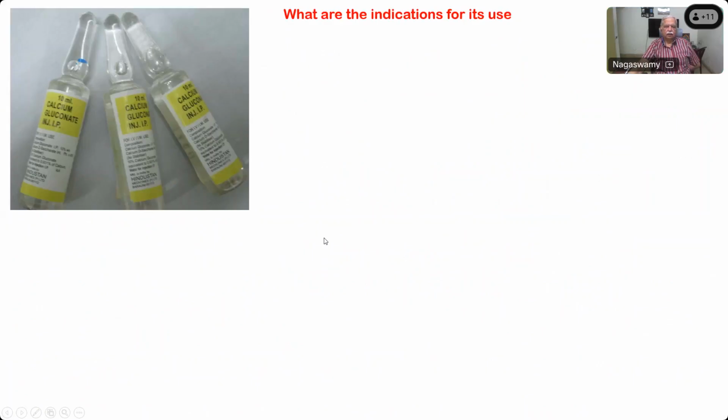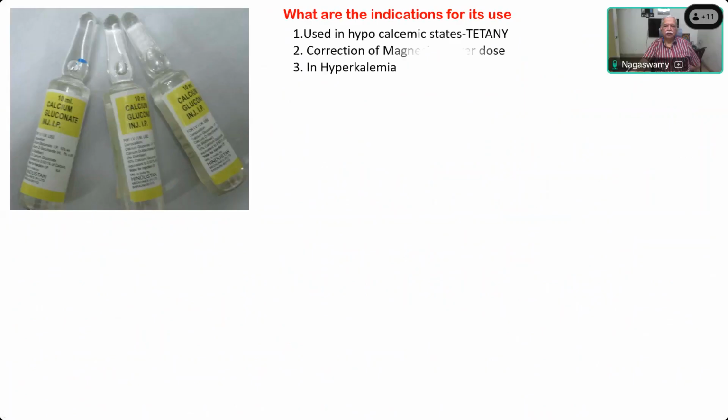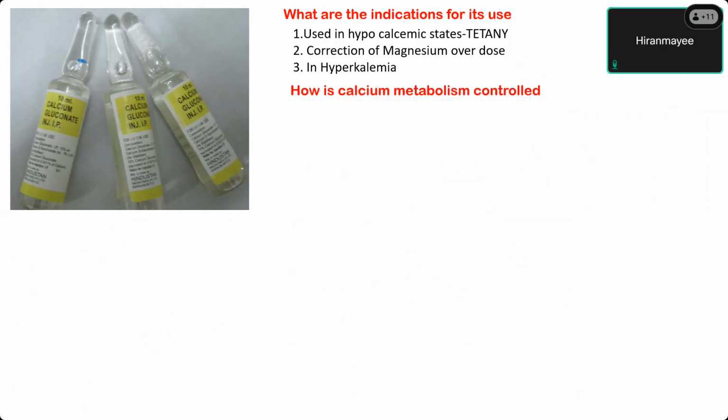What are the uses of this? In hyperkalemia and hypocalcemia. Okay, used in hypocalcemic states like tetany, correction of magnesium overdose, or in hyperkalemia. How is calcium metabolism controlled? What are all the hormones controlling the calcium metabolism? Parathormone, calcitonin, vitamin D, calcitriol and calcitonin.